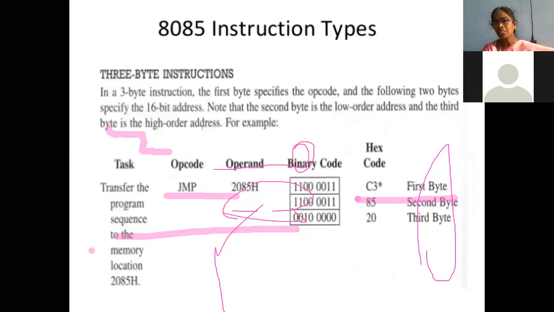When you go for the jump instruction, 3 bytes are required. For jump we give an opcode, then 2085 is a particular 16-bit address, so there also we have to give an opcode. So this instruction is called a 3 byte instruction. Is it clear, Abhishek?